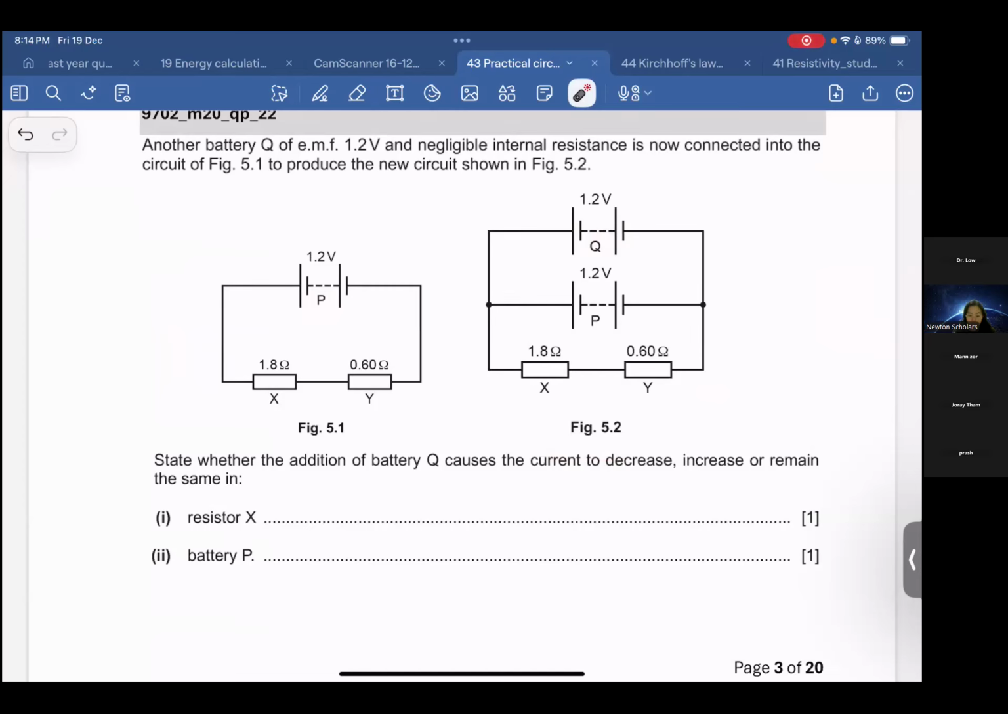Then how about battery P? So can you try to think? Actually, the theory we learned just now through the example, we already learned the theory. So right now, apply the theory here.